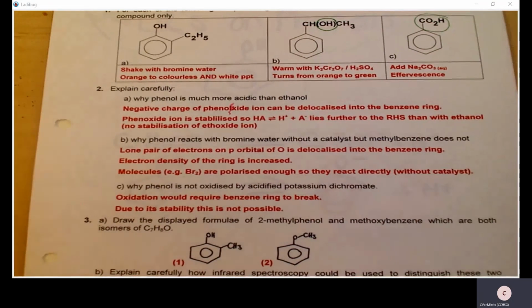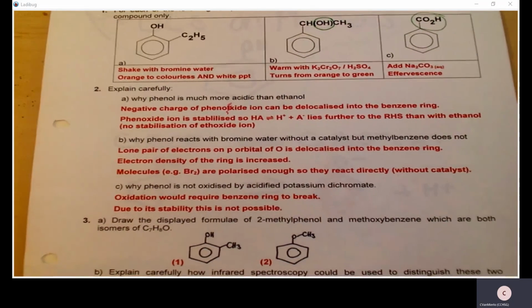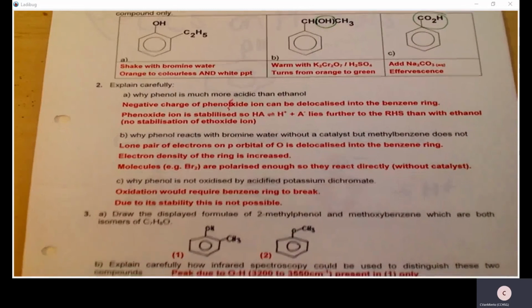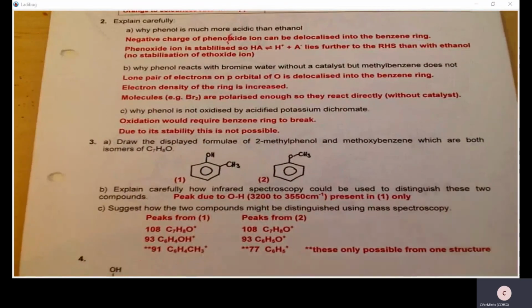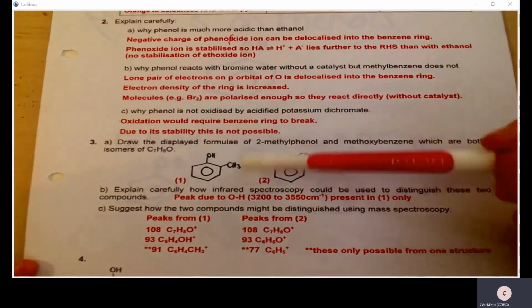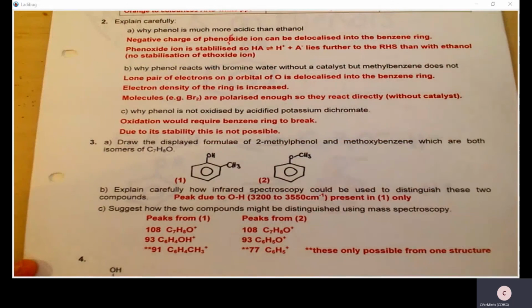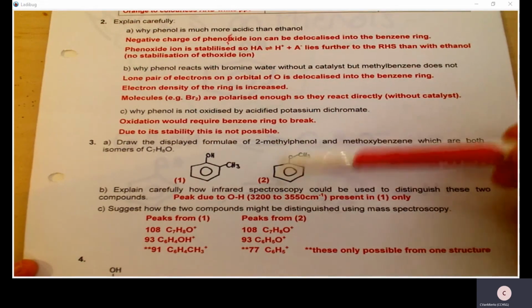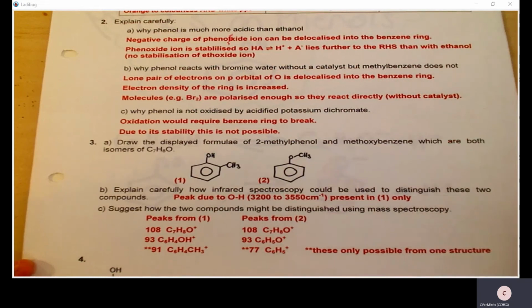So throwing in a little bit of spectroscopy next. Draw the displayed formula of 2-methylphenol and the displayed formula of methoxybenzene, which are both isomers of C7H8O. So 2-methylphenol we've got here, and the methoxybenzene. So we've got a methoxy group here, so the O, and then the methyl group.